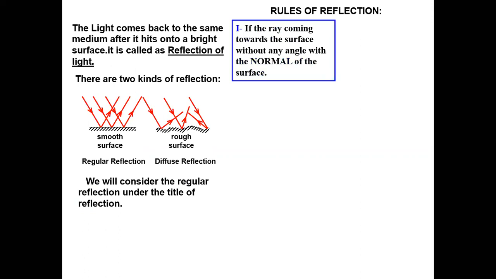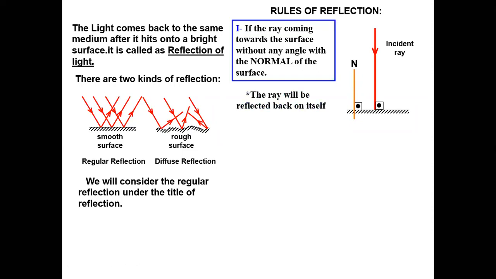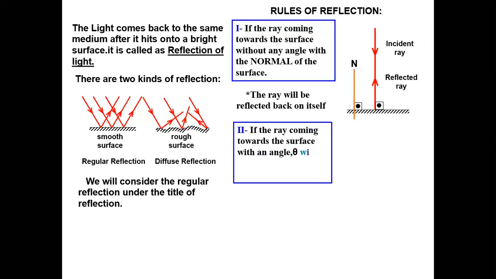The first case: if the ray comes towards the surface without any angle with the normal of the surface, like this, for example at 90 degrees, we call this the normal. When you see this line divide a mirror, or a surface, into two parts, we call that a normal. Okay. So what's going to happen to the ray? We call the ray which is coming the incident ray, and the reflected one the reflected ray. As you see, the incident ray coming to the mirror at 90 degrees is going to reflect over itself. So this is the reflected ray.